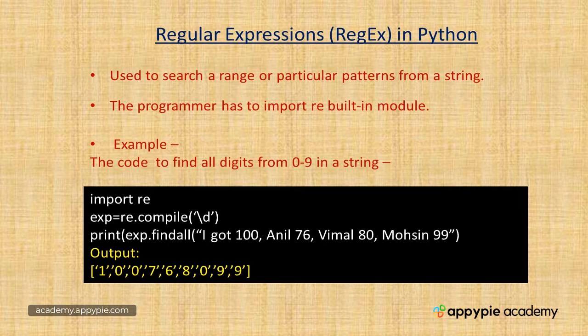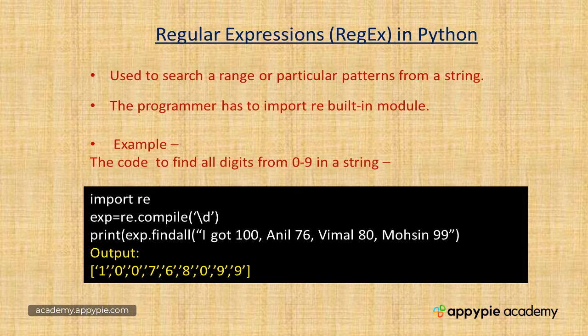Do you understand what I am saying? Now see, exp is a variable which was generated using the compile method of the module RE. Module RE has been imported by using the import statement import RE. So everything present in the RE module will be accessible to you. Okay, let's come to the third statement. In the third statement, I am using a method called findall. What I am writing is exp.findall, and within double quotes I have got a string like I got 100, Anil 76, Vimal 80, Mohsin 99. Don't forget the commas in between because they too are part of the string.